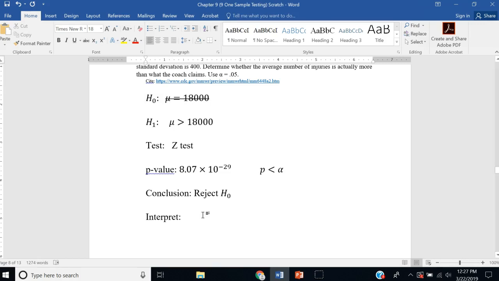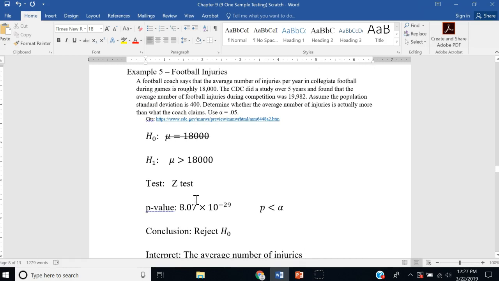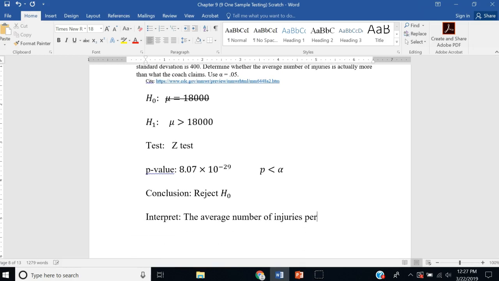So this says that the average number of injuries per year in college football competition is more than 18,000.